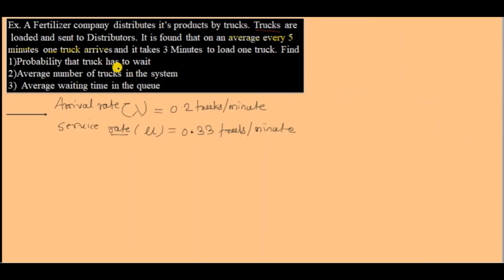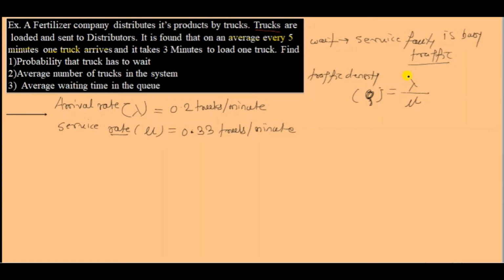Now we want the service rate, which is represented by mu. It can be taken as the reciprocal of this: 1 by 3 trucks per minute, so it will be 0.33 trucks per minute. This is called the service rate. So we now have our two required values: the arrival rate lambda is 0.2 trucks per minute, and the service rate mu is 0.33 trucks per minute.